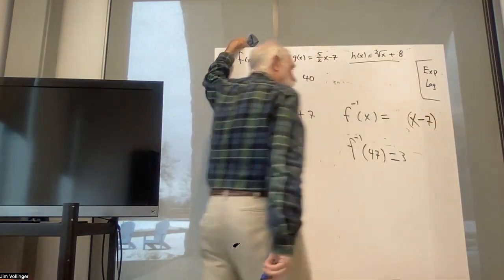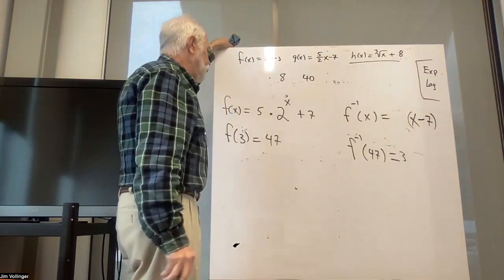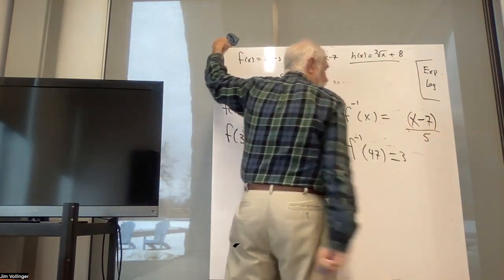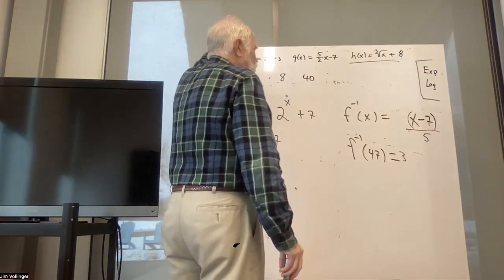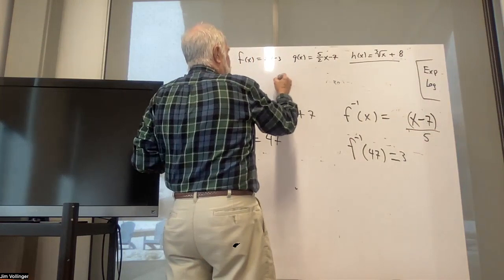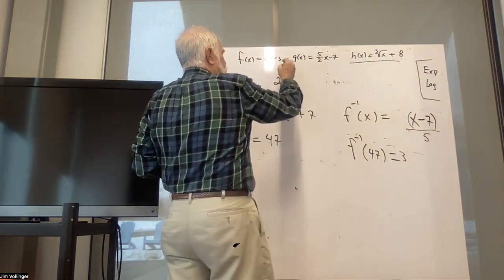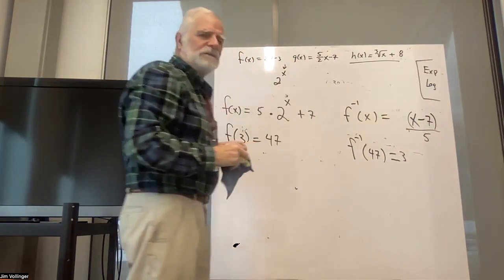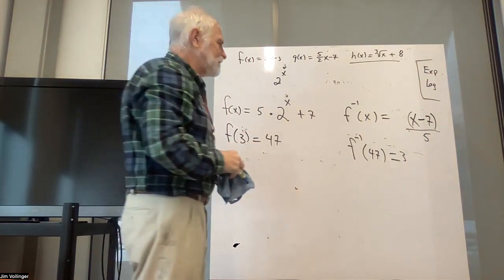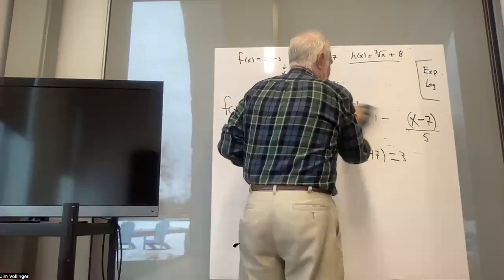That's a new number, so I'll put it in parentheses. I think I'm multiplying by 5, so I better divide by 5. And now we're right back at the thick of it. What is the inverse of 2 to the x? What is the inverse of using an exponent? Finding one. And how do we find exponents? Using logarithms.